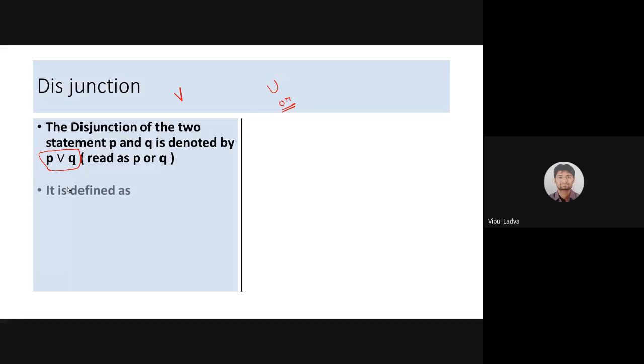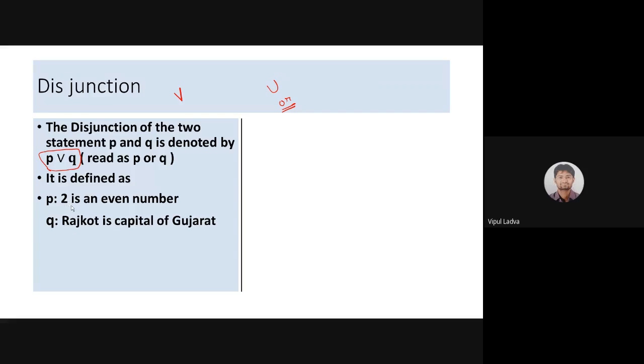Now let me take two statements once again. A similar statement. P: 2 is an even number, which has truth value true. इसकी truth value true है, हमको पता है. Q: Rajkot is the capital of Gujarat, हमको पता है. This is wrong. The truth value of this particular statement Q is false. Once again, focus that I'm using two statements. ये दोनों statement है, ये ध्यान में रखना है.